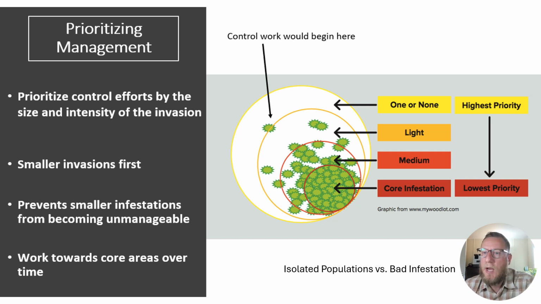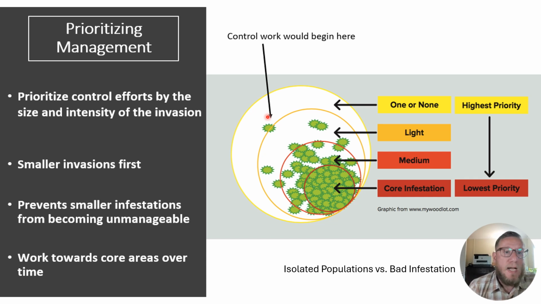And I think this diagram here really sums up nicely the idea of prioritizing isolated populations first and then attacking the core areas last. Let me try this laser pointer here. So what we have here is a large infestation, and over time we have more scattered, isolated populations showing up a little bit of distance away from that core infestation. And that's really where our control work should begin, is these small, isolated populations, and then over time working towards our core area, which is our lower priority.